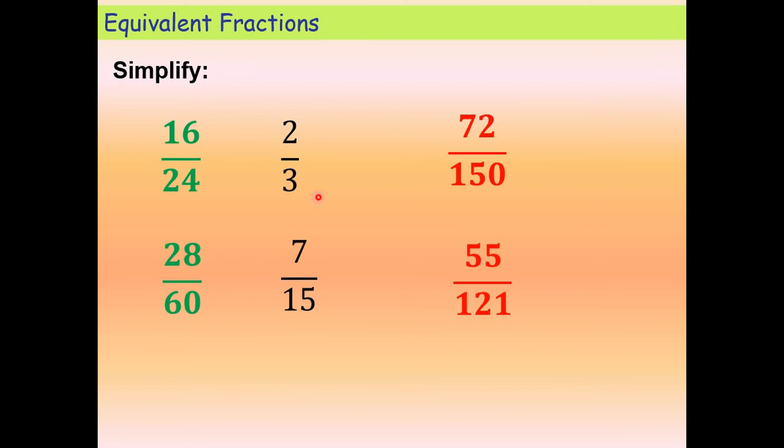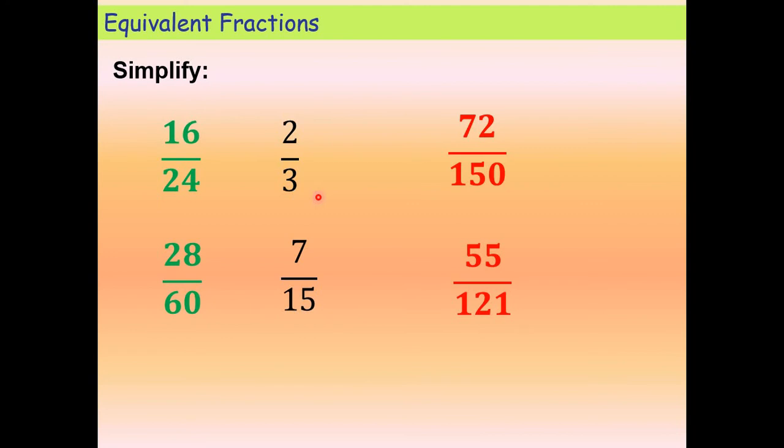So you should have got 7 over 15. A couple of ways you could have done that. You could have divided by 2 to get 14 over 30, and then divide by 2 again to get 7 over 15. Or you could have noticed that they are both in the 4 times table. 28 divided by 4 is 7, and 60 divided by 4 is 15. 7 over 15 is the smallest fraction you can make there.